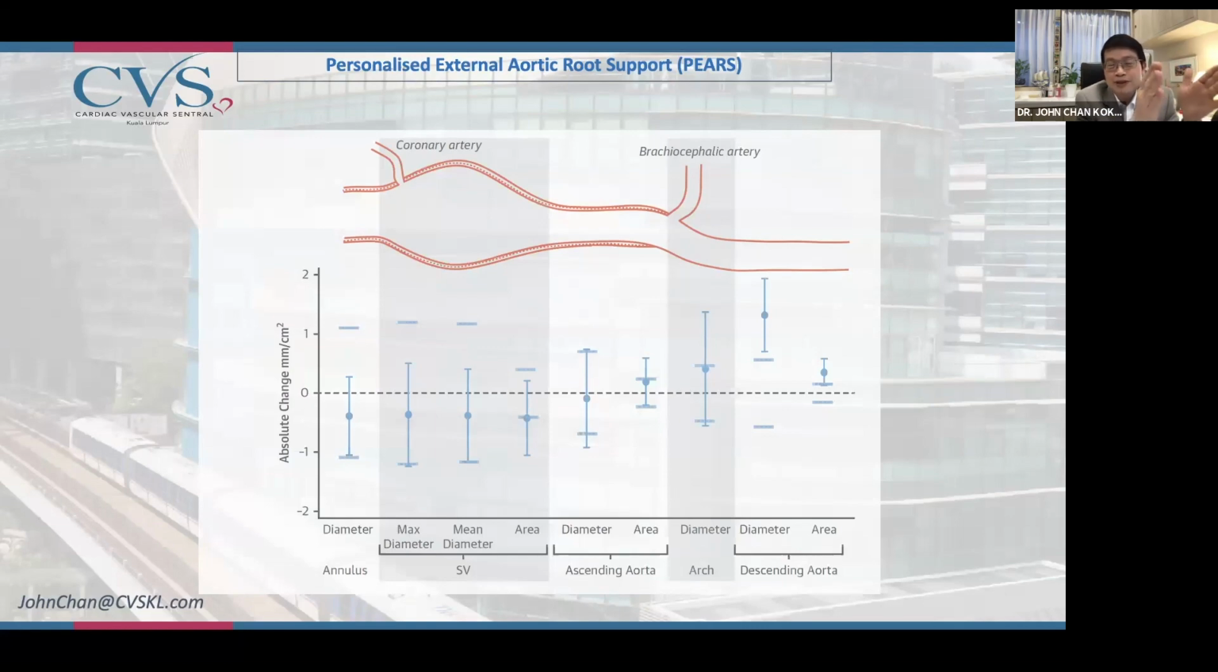we can treat it very well by replacing the aortic arch and the ascending aorta. But if we pick up the condition early, we can then offer them the personalized external aortic root support to stabilize the aortic root and the ascending aorta and prevent it from getting any bigger.